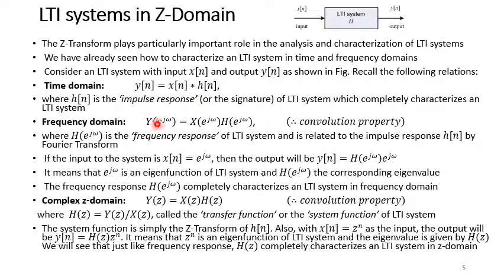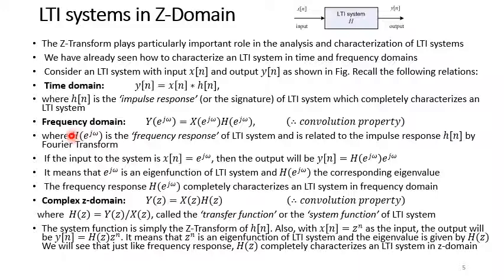So if we take the Fourier transform of both sides of this equation, then y of n is Y of e^(j omega), x of n is X of e^(j omega), h of n is H of e^(j omega), and this convolution becomes multiplication. So in frequency domain you simply multiply, right? That's the convolution property. Convolution in time domain results in multiplication in the frequency domain.